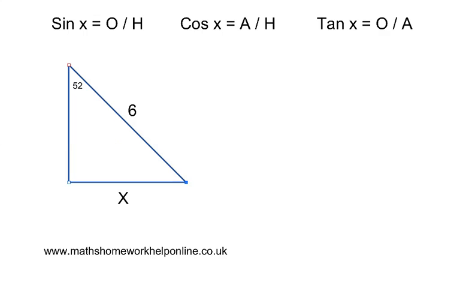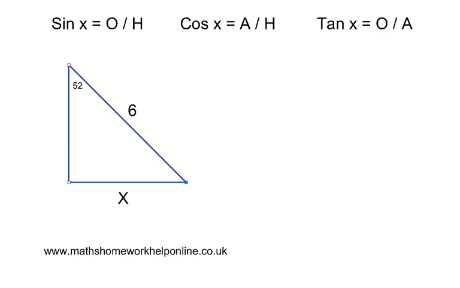So the trigonometry rules are sin x equals the opposite length over the hypotenuse, cos x equals the adjacent length over the hypotenuse, and tan x equals the opposite length over the adjacent length. So let's put this into practice in some examples.